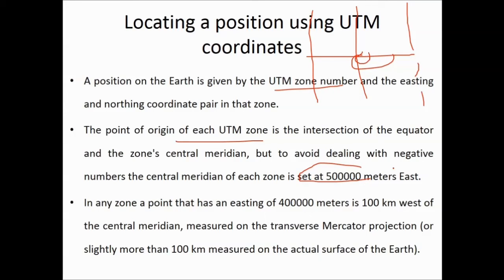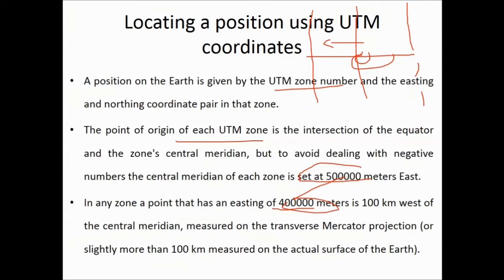So in a zone, for example, a point that has an easting of 4 times 10 to the power 5 meters has a difference of 100 kilometers. So this point will be 100 kilometers west of the central meridian, measured on the Transverse Mercator projection.